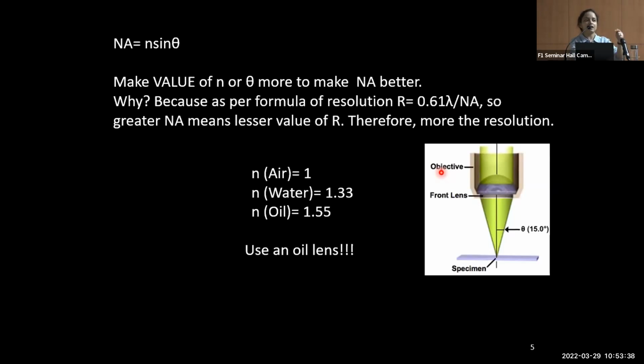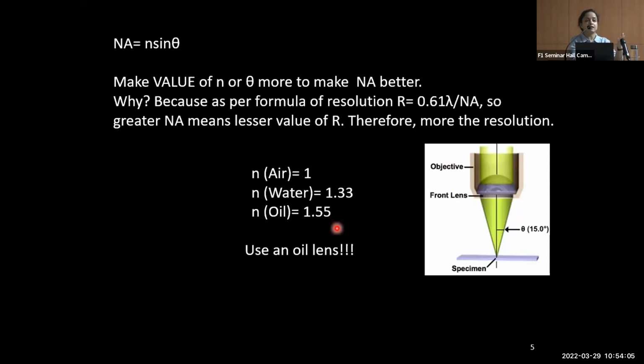Now, if you have a smaller value of R, you will need a larger value of NA. And in order to have a larger value of NA, you need a larger value of n. You just can't change theta that much. You can if the lens comes very close to the slide. But other than that, people play around with the value of small n, that is refractive index. So we basically use an oil lens. So that's what people do.